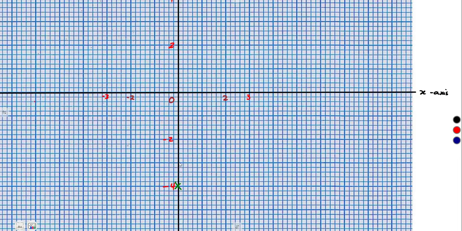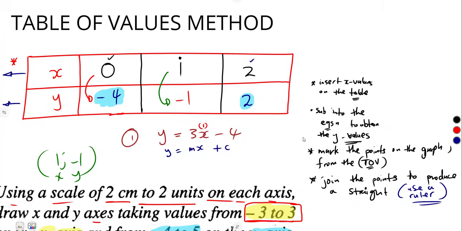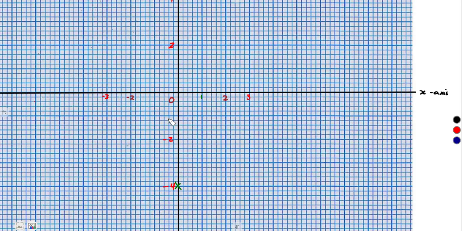So how do you mark a point? Remember what I said, guys? When x is 1, that's going to be in between 0 and 2. And the y value is -1, so -1 is in between 0 and -2. So that's the point 1, -1, where these two meet. You just take the x value going down, the y value going to the right. Where these two meet, you mark the point. That's the point 1, -1. So you've marked your point.